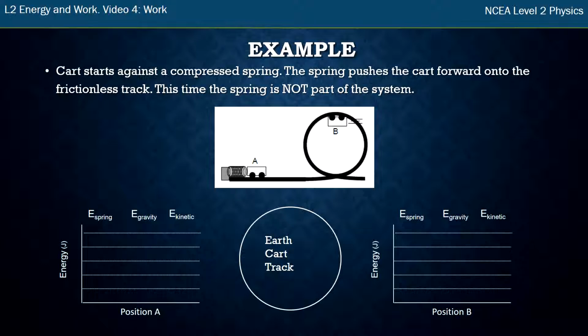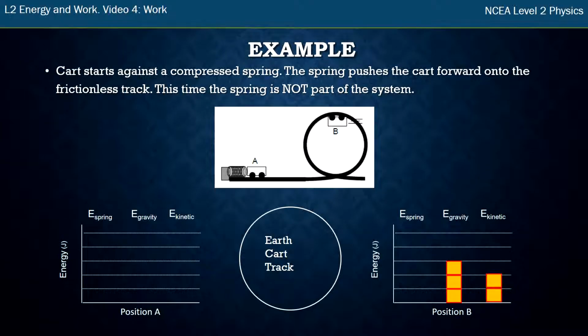Now when you think about this, it gets a little bit complicated, because you say, hang on a second, what type of energy does it have at the start? It doesn't have spring potential energy anymore because the spring's not in the system. So in this situation, it's actually easier to start at the end. Say, well, I know it's going to have the same types of energy at position B. It's up high, so it has gravitational potential energy, and it's moving, so it has kinetic energy.